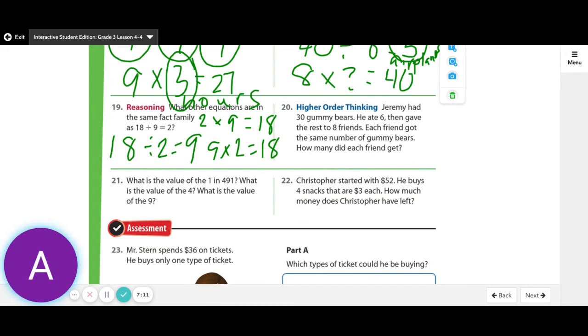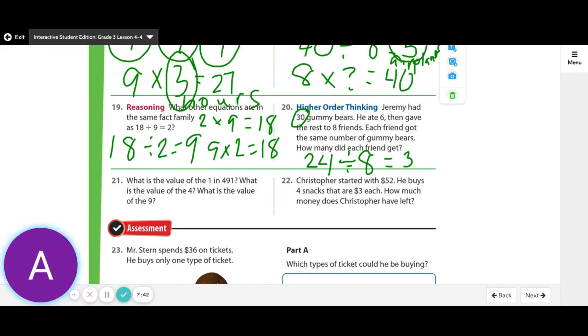Number 20, Jeremy had 30 gummy bears. He ate 6, then gave the rest to 8 friends. Each friend got the same number of gummy bears. How many did each friend get? So we want to think about how much he started with. He started with 30. He ate 6 of them. So we want to think about 30 minus 6. So he actually only starts with 24 because he ate 6 of them. Then he gave the rest to 8 friends. So we'd want to divide 24 divided by 8. I know 8 times 1 is 8, 8 times 2 is 16, 8 times 3 is 24.